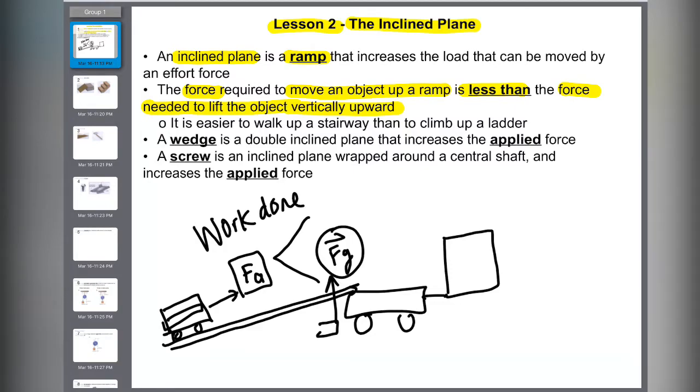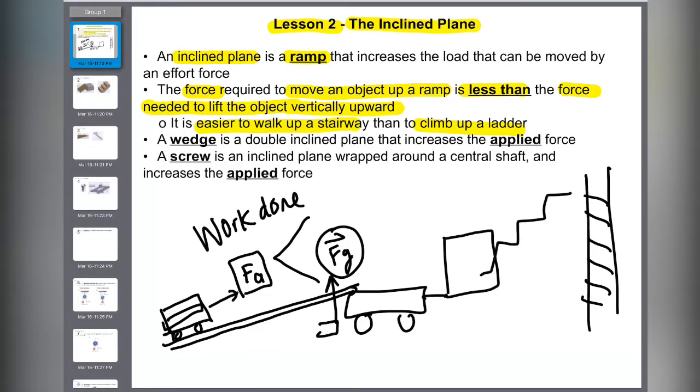Even though you might be wasting a bit more work because of friction and stuff like that. Another example is that it's easier for you to walk up a stairway than to climb up a ladder. Can you imagine climbing up a ladder? The amount of force your leg needs, versus stepping on a staircase, the actual force you need to push with the leg would be a lot bigger on the ladder.